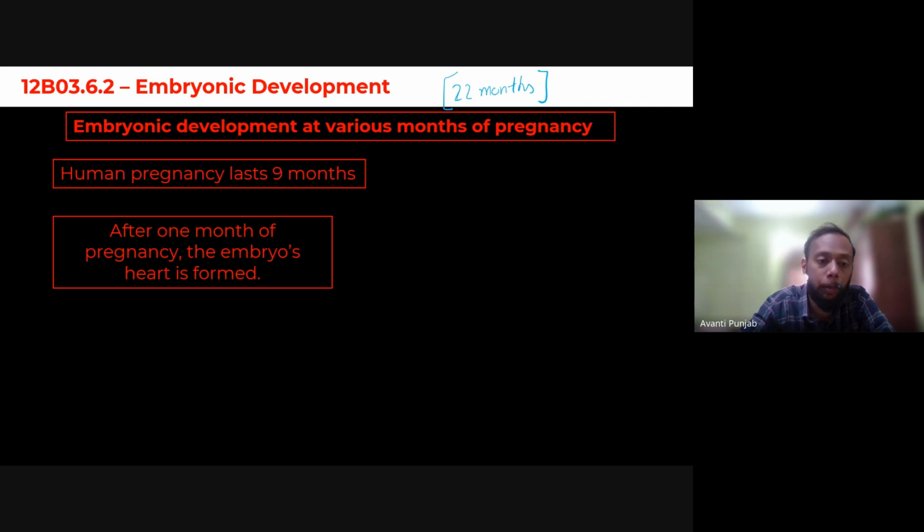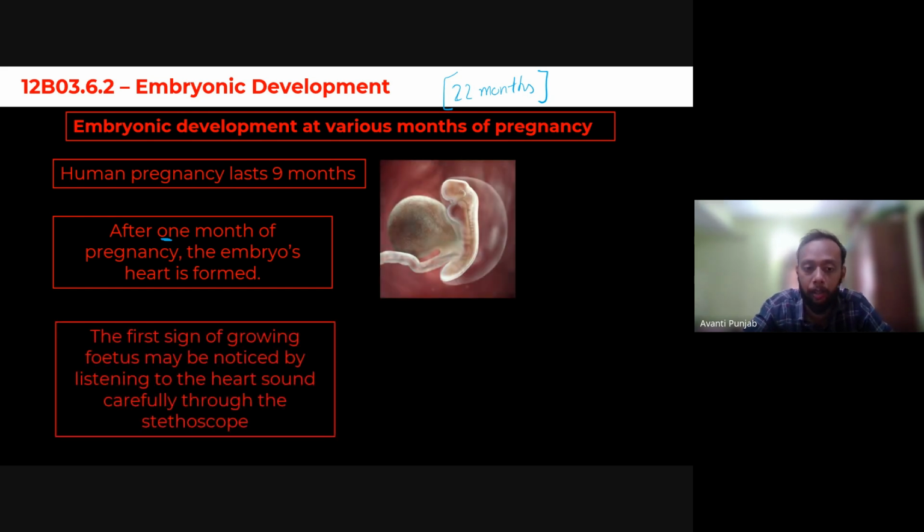After 1 month, the embryo heart is formed. Remember, after 1 month, you will find a small heart gets developed in the person's body. In that embryo, you will find a small heart will be seen. So the questions will come like: what formation will you find after 4 weeks, what formation will you find after 8 weeks. So you should know this very carefully that after 1 month you will find the heart is getting formed. A small heart will be seen over there.